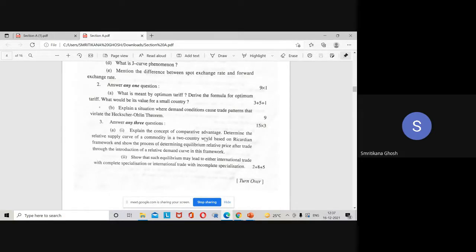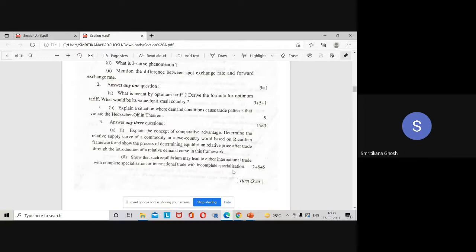Explain the concept of comparative advantage. Fine. Determine the relative supply curve of the commodity. Ricardian framework, you can do that. Show the process of determining equilibrium relative price. That means you have to draw the relative demand curve on the relative supply curve. So easy.